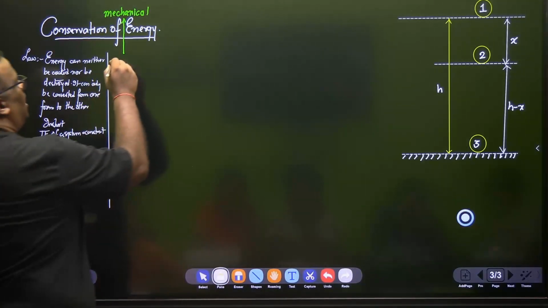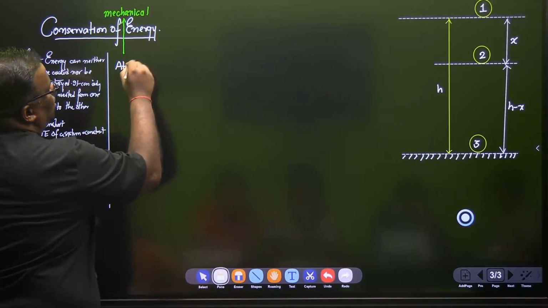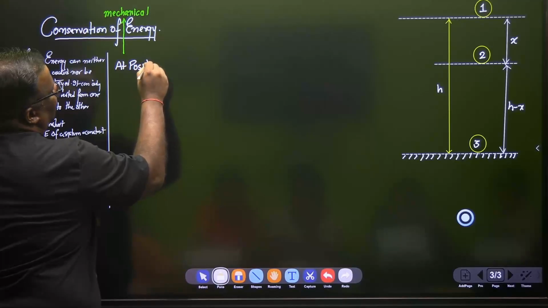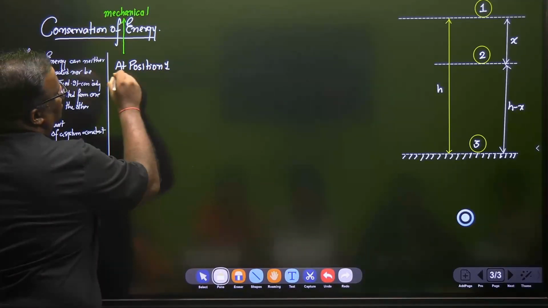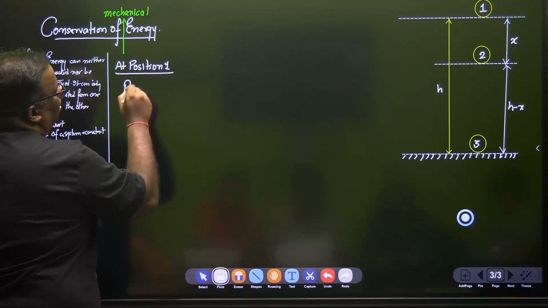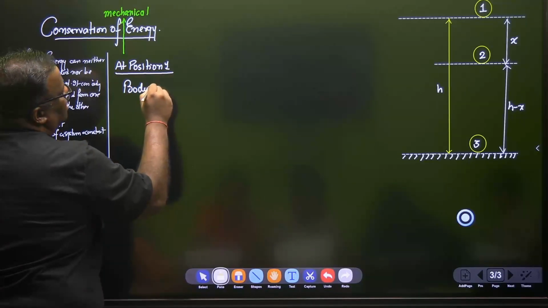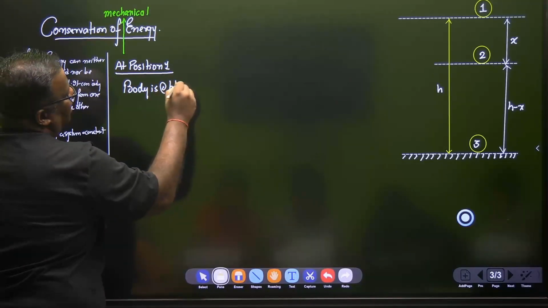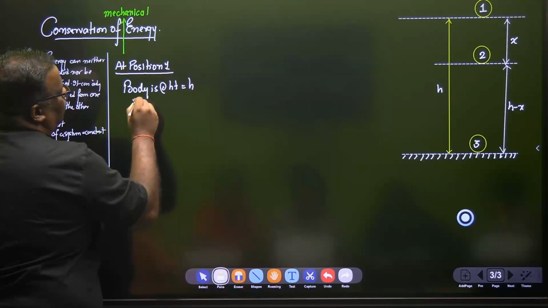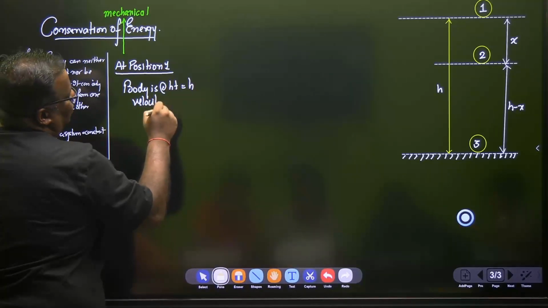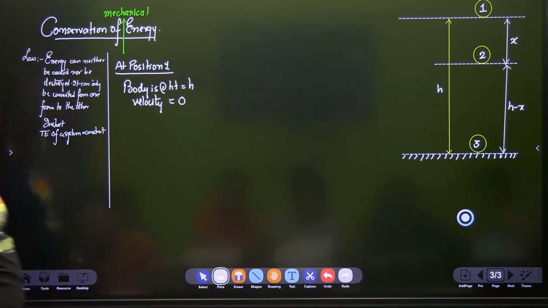Let's say at position 1, let us see what all things are happening. The body is at height equal to h. The velocity of this body is equal to 0. Do you agree or not?